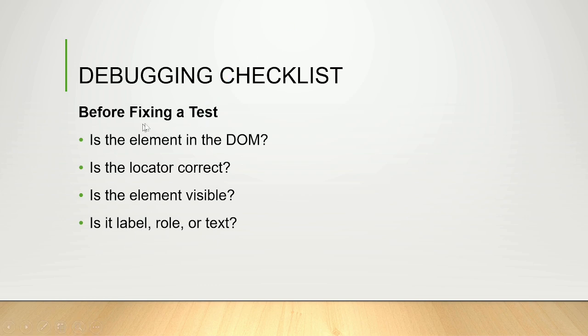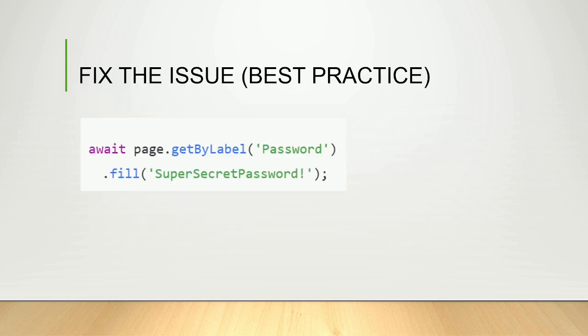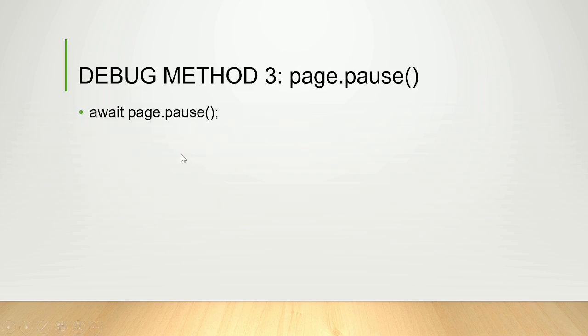So before fixing a test, we need to check that this element is present in the DOM, that our locator is correct, and that the element is visible. Is it label, role or text? We need to validate all this. For debugging we need to follow this order: run with --debug, then use the inspector and verify the DOM locator is present like this, and after that fix the locator and rerun the test. So one point is missing, and now we can see debug method 3, page.pause.